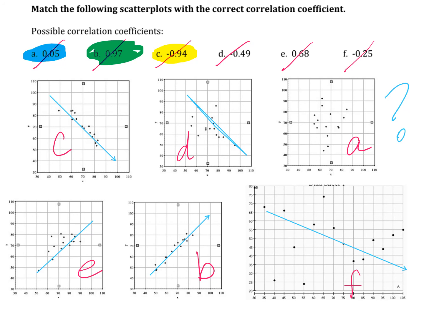And then D and F were both negative, but negative 0.49 was closer to negative 1 than negative 0.25. And so that's how I kind of decided which graph should be letter D and which graph should be letter F. Again, D, the dots should be kind of closer, clustered toward the line, whereas F was going to be more spread out. So hopefully you did okay with those. Again, if you have any questions, please reach out to me.